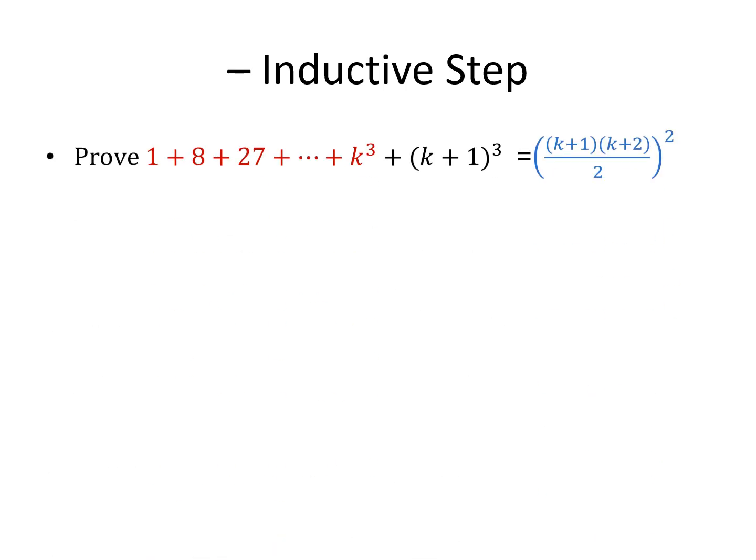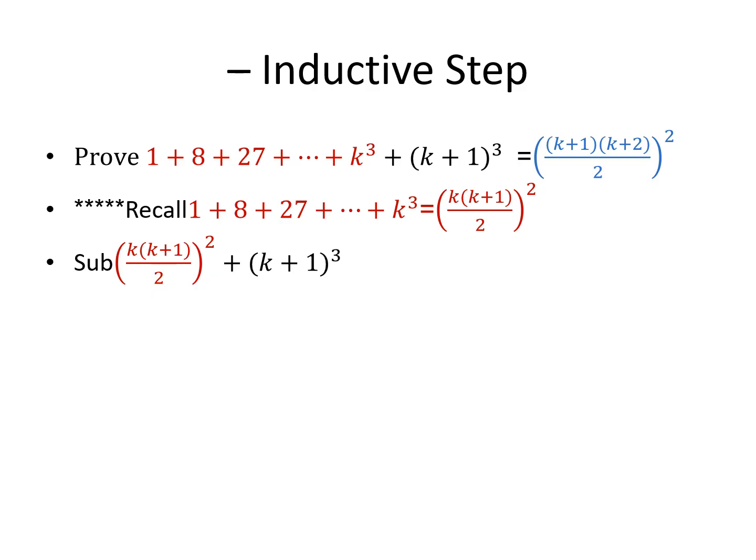Now for my inductive step, we have 1 plus 8 plus 27 plus all the other cubes all the way up to k cubed, plus the extra one, k plus 1 quantity cubed. And that's supposed to be equal to, now increase the right-hand side by 1, so I get k plus 1 times k plus 2 divided by 2, and all of that squared. But we know from our assumed step that everything up through k cubed is going to be this tidy little expression in fraction form. So I can just do a substitution.